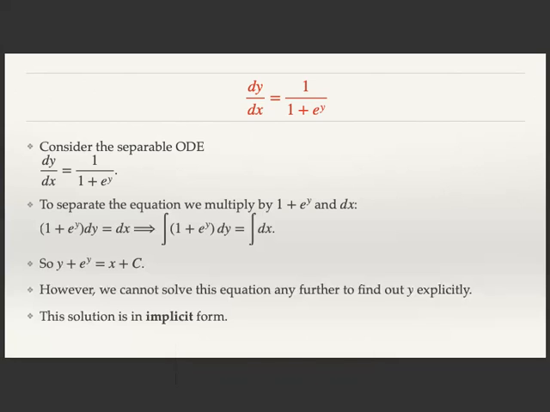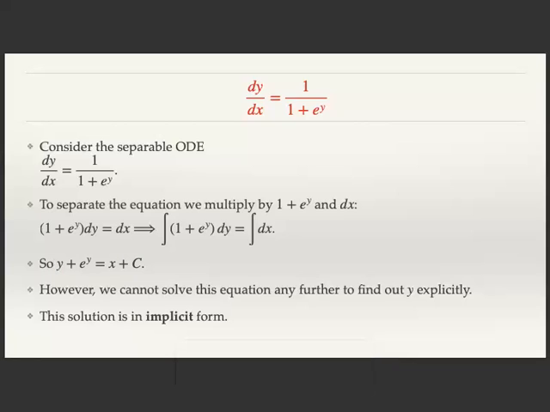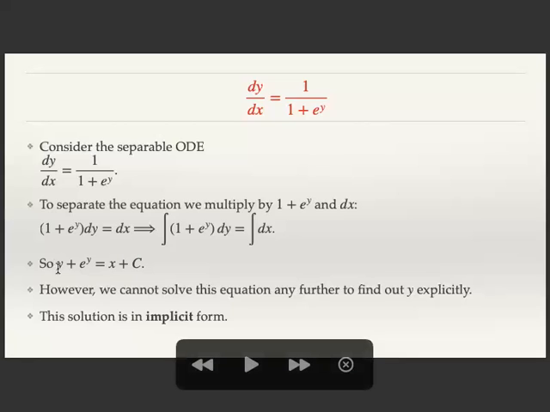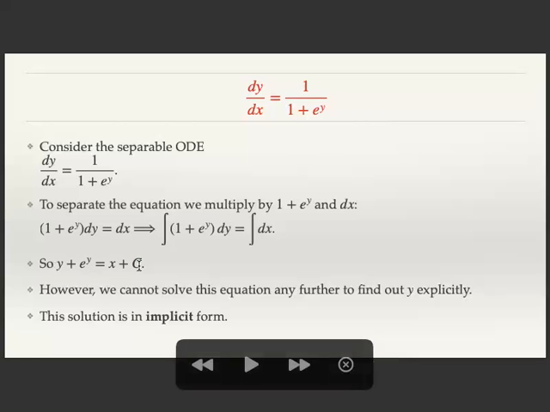So this is the final form of the solution. This is called the solution of the equation in implicit form. So the solution in implicit form is when you have this algebraic relation between x and y, but you're unable to go further and find out y explicitly as a function of x. So in these cases, when we are unable to proceed further, we stop here. So this is the final solution in implicit form.